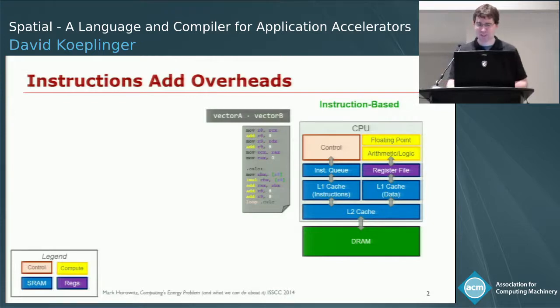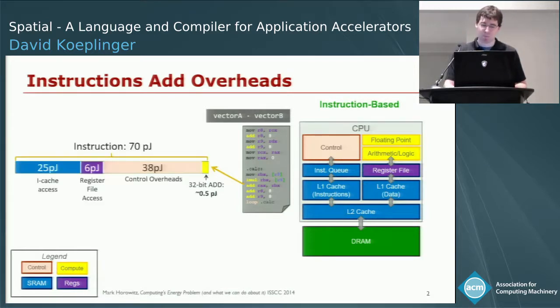Now, unfortunately, these instructions that we know and love come with some overheads. So if you look at the energy required to do an integer add, for example, that takes about 0.5 picojoules, or at least it did in 2014. But the total cost of executing this entire instruction is about 70 picojoules, so about 140x energy overhead just to do the instruction fetch and all of those extra control overheads for administrating the execution of your operation.